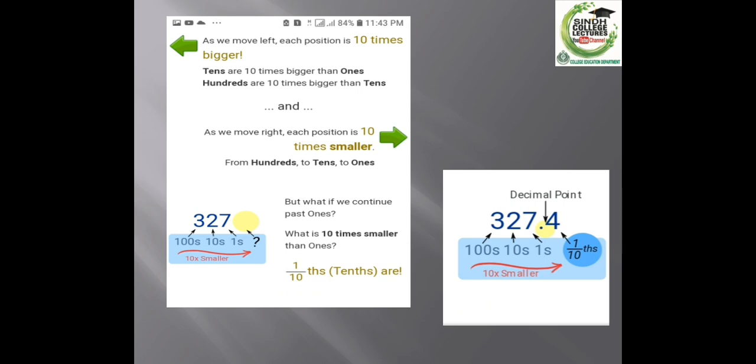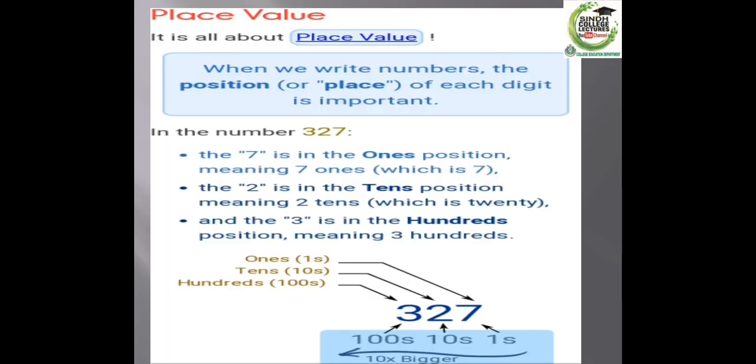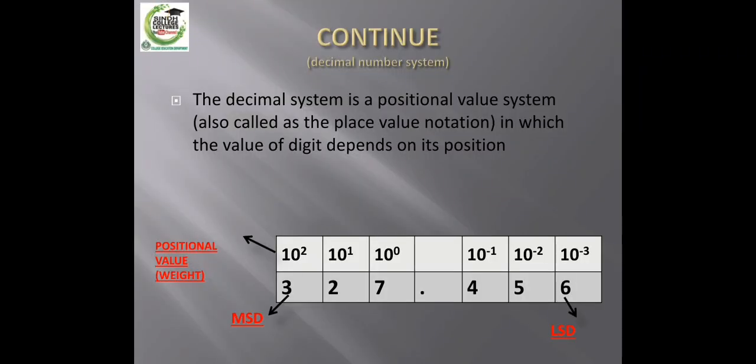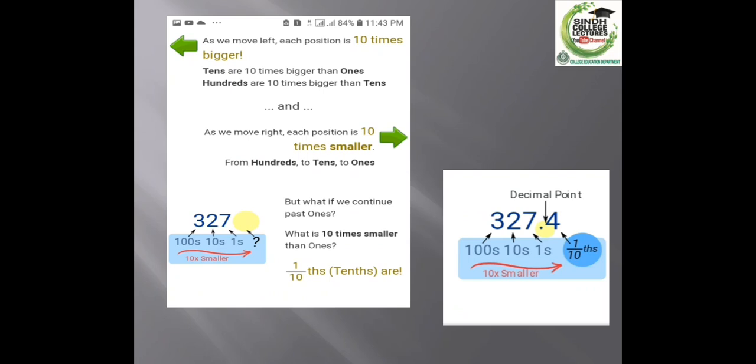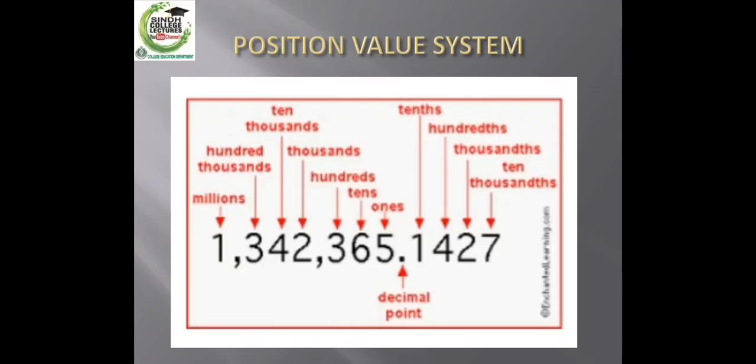For fractional numbers, the weights are negative powers of 10 that decrease from left to right, beginning with 10 power minus 1, 10 power minus 2, 10 power minus 3. As we move further right, every number place is 10 times smaller, like tenths, hundredths, thousandths, and so on. In this slide, I show you the different weights of power 10 according to position value.